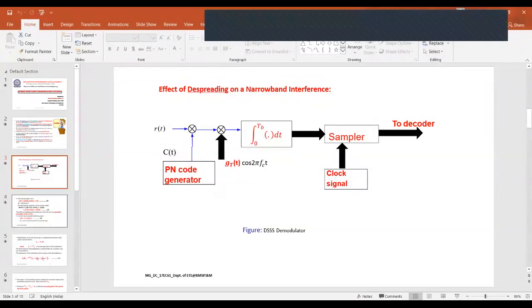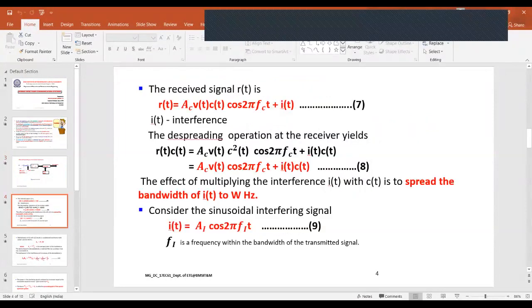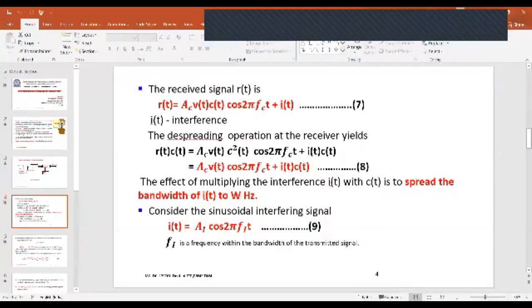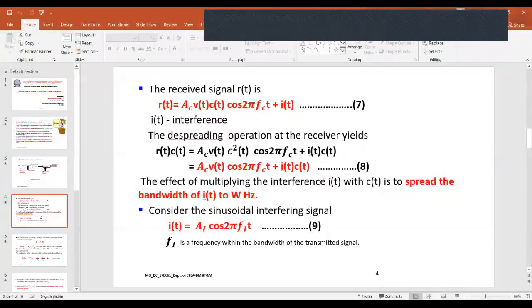Okay, so to understand that, let me write mathematically the received signal R of t as A_c V of t C of t cos 2 pi f_c t plus I of t, right? So A_c cos 2 pi f_c t is the carrier signal, that is after modulation I get that. V of t is my information signal. C of t is a pseudo-noise code. Along with that, the interference signal will be there, plus I of t. Means interference signal is added to that.